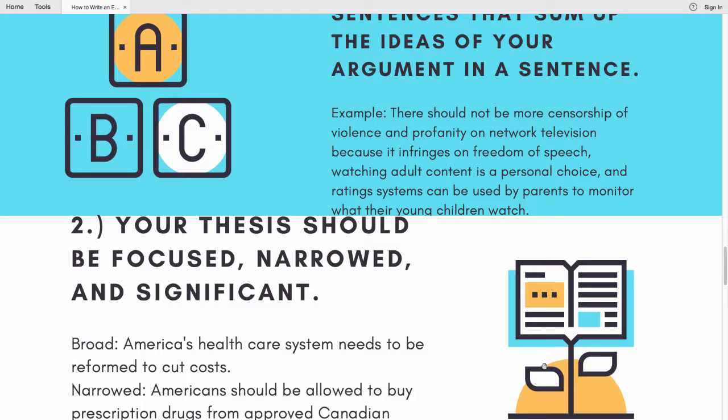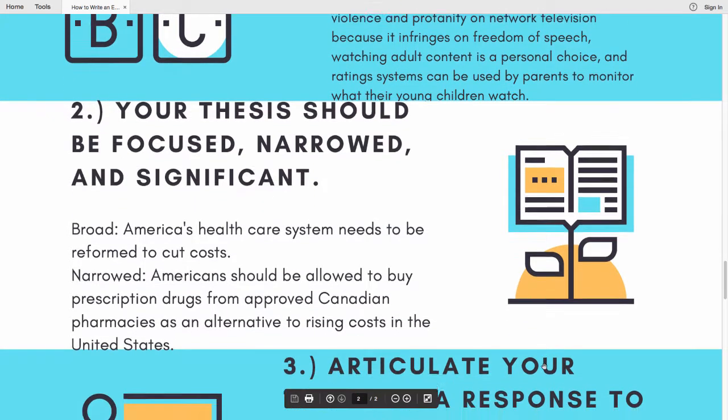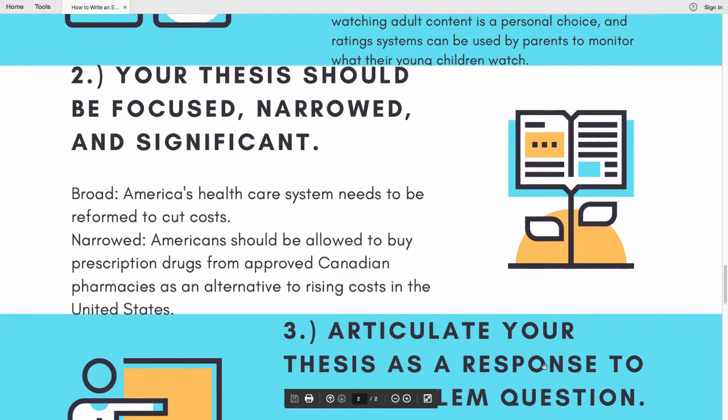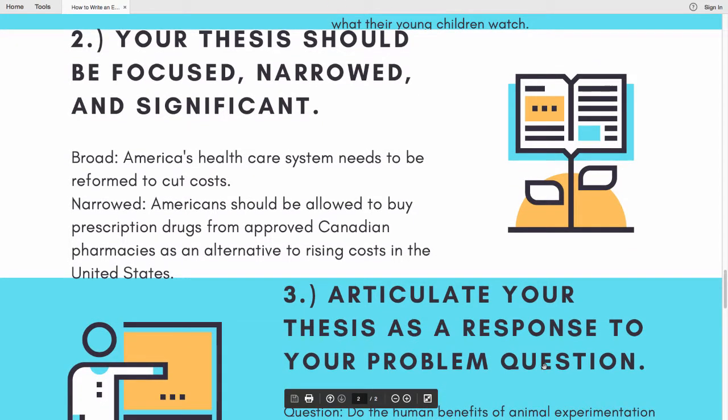And it should stand out enough, usually somewhere near the end of the intro, in a way that the reader doesn't have to look for it. It should be obvious that it's the thesis. Number 2, your thesis should be focused, narrowed, and significant. Those are the 3 qualities you want for a good thesis sentence.